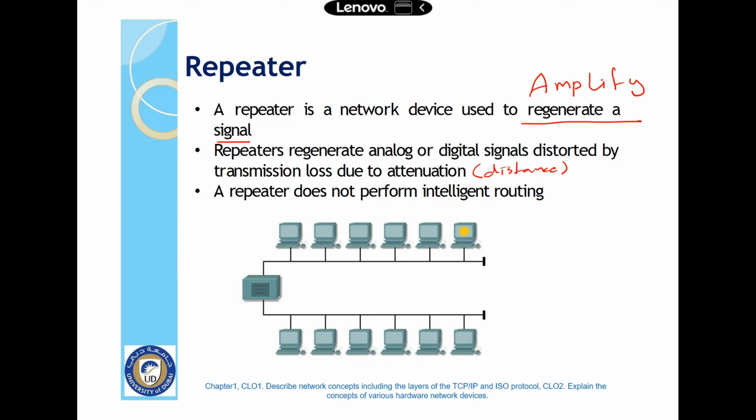Now, an important point here: the repeater does not perform intelligent routing. What does it mean? It does not decide, okay, I'm sending this message from here, and the router here will decide where it should go. This is the job of the switch and the router. The repeater has no idea about where the signal is going. The main job is just to amplify the signal. It has no idea where the destination is or how to distribute the message. So keep that in mind. The repeater does not perform any intelligent routing.